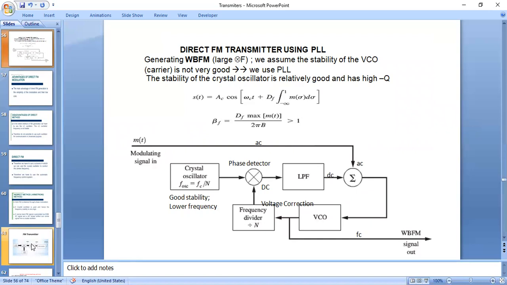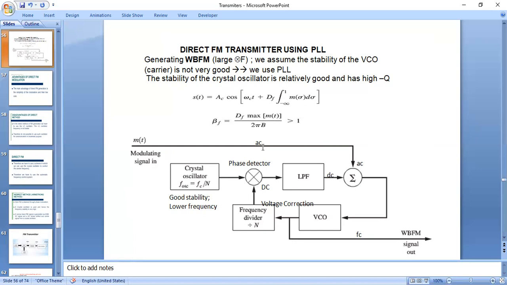So these are the direct methods to generate the FM signal. In the direct method, one is the Armstrong method and another one is by using PLL, phase locked loop. In this PLL, what we will get at the output is a wideband FM signal. In PLL, we have one of the blocks as a voltage controlled oscillator, a low pass filter, and a phase detector.